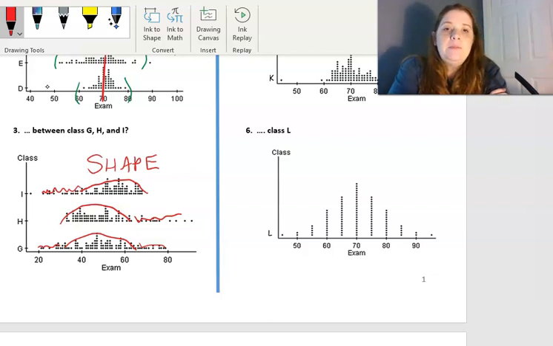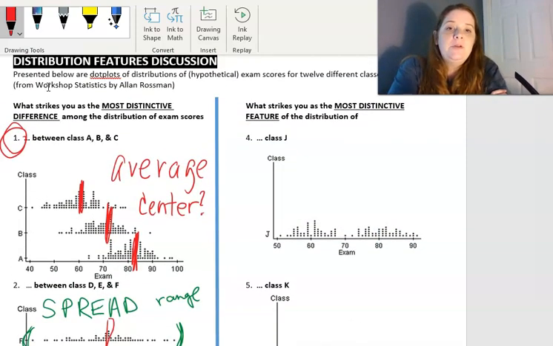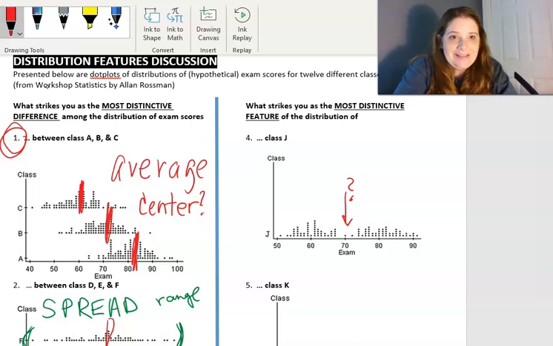Okay, now I'm going to go back up here to the top. So class J, what do you see as the most distinctive feature? If you were going to look at this graph, what do you notice? And what a lot of students said they noticed today was that it looks like the average is about 70, but yet there's only one value at 70. So even though the average is 70, that's not a really good summary of what happened here.